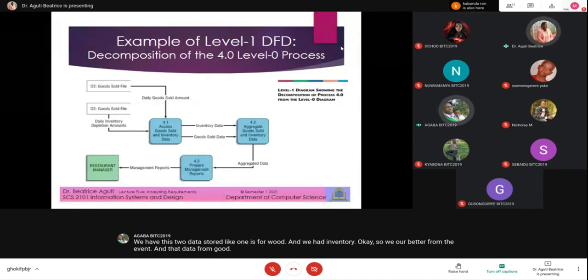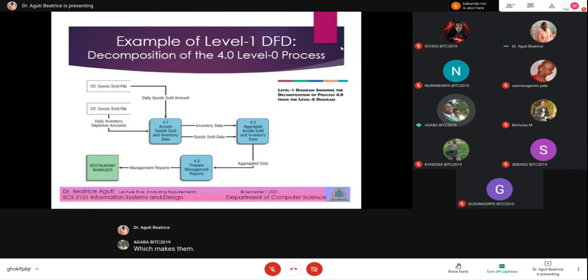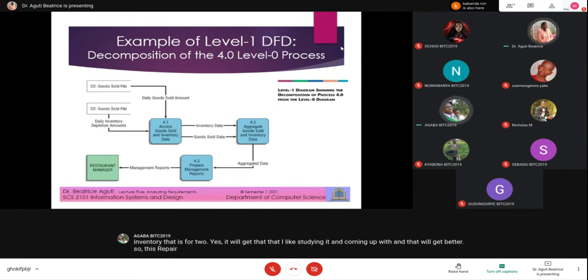We try to sort them. That is step one: access the goods sold and inventory data. And when we get that data, we add the sold and the inventory data. That is step two. It's like studying it and coming up with aggregate data, so as to prepare a report that will be forwarded to the manager.